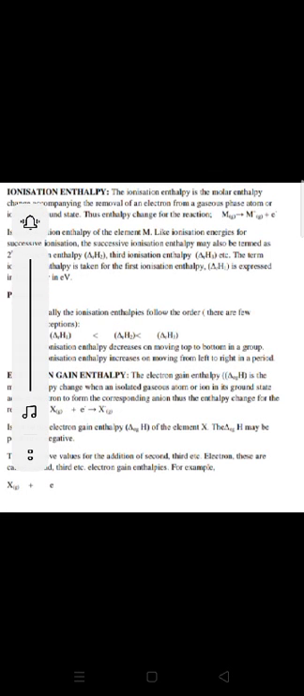Hi, good morning, students. In periodic classification of elements, we had already discussed one of the important periodic trends, that is atomic size. How does it vary across the groups and periods? I had told you earlier that atomic size increases as we move down the group, whereas it decreases as we move from left to right across the period.